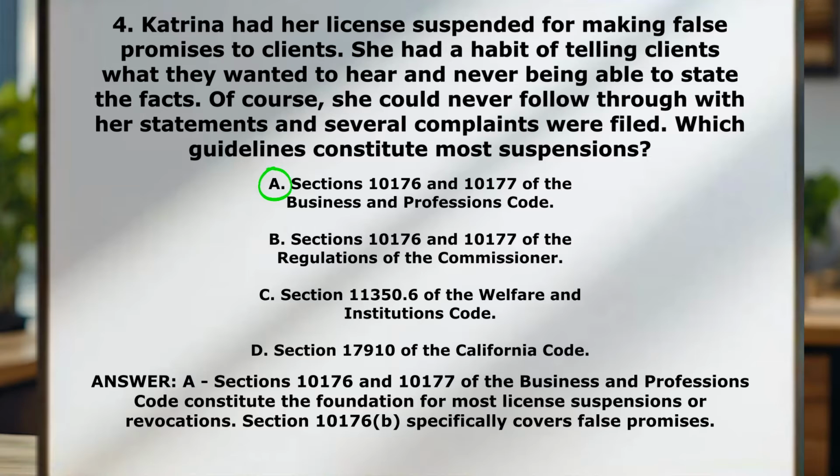Answer A. Sections 10176 and 10177 of the Business and Professions Code constitute the foundation for most license suspensions or revocations. Section 10176(b) specifically covers false promises. So for this question, I think the biggest thing is just knowing what sections go with what codes or what kind of departments, right? So in this one, section 10176 and section 10177 go with the Business and Professions Code. All right, moving on to question number 5.